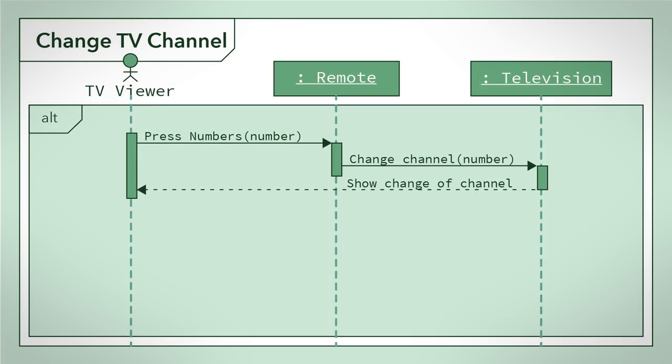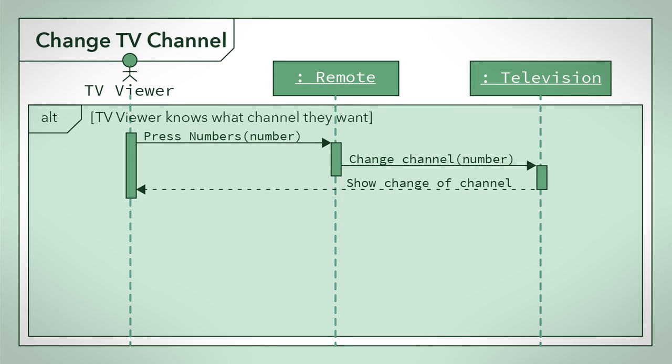Now I need to specify when this alternative will occur. In this case, the sequence occurs if the TV viewer knew what channel they would like. We will label this alternative TV viewer knows what channel they want.